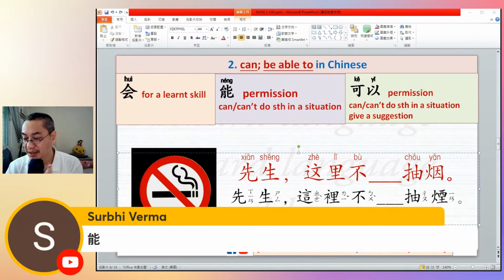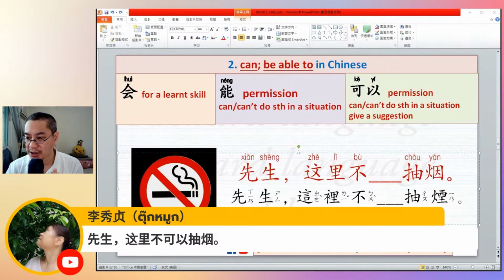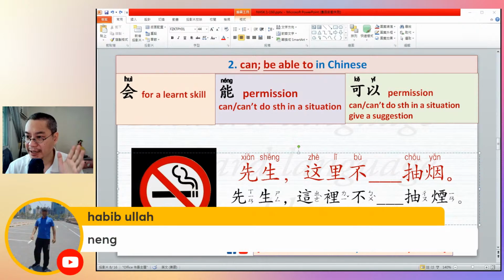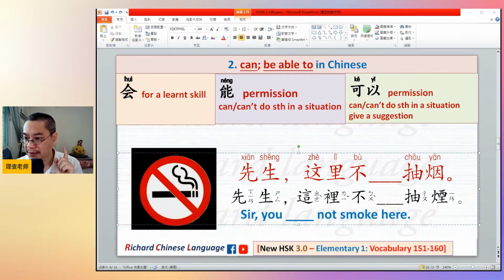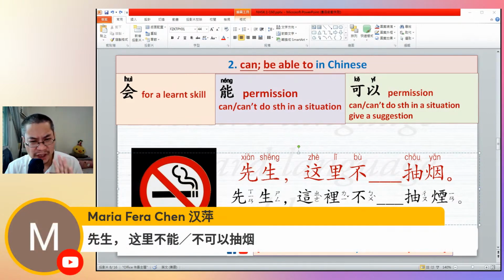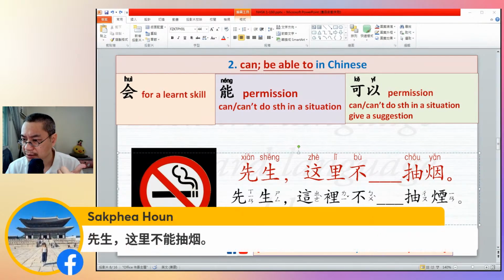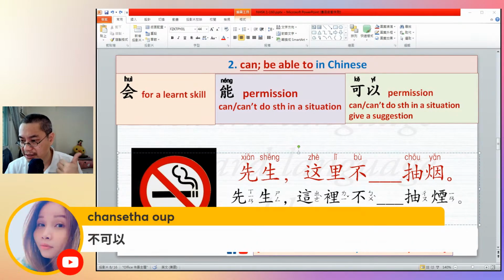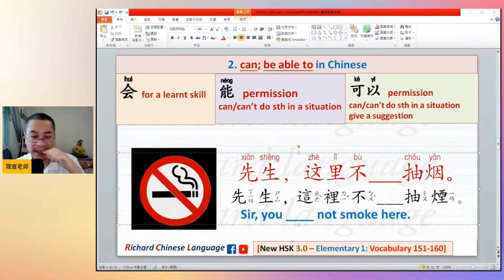Okay. 先生，这里不能抽烟。先生，这里不可以抽烟。这里不可以，这里不能。不能，不可以。OK, very good.